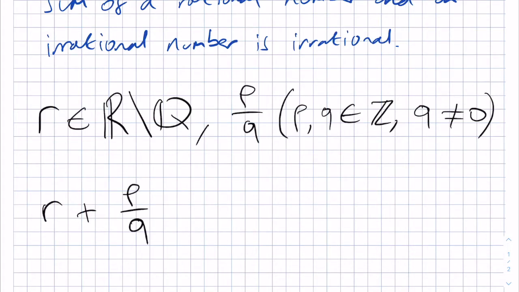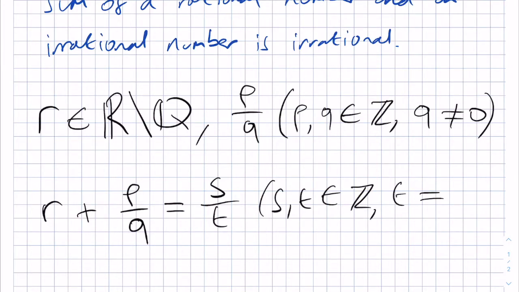So for a contradiction, let's start by assuming that it is rational, i.e. it's equal to s over t, where s and t are integers and t is not 0. Notice in the above, for p over q and s over t, we've written that p and q, s and t are integers, and q and t are not 0.